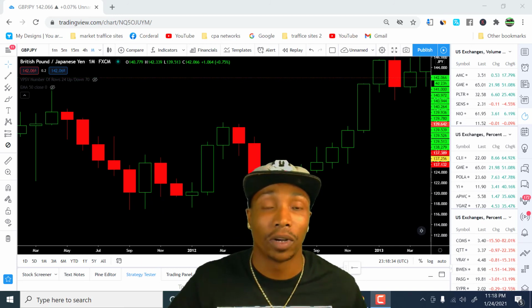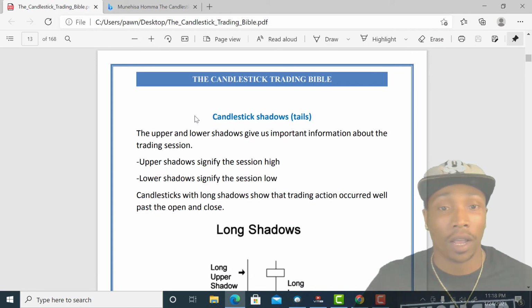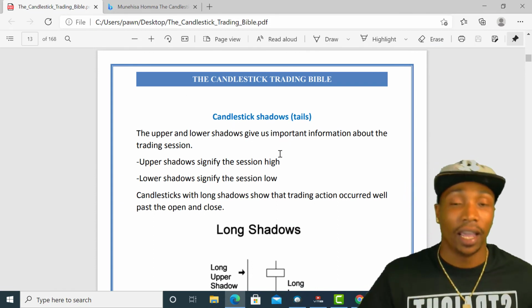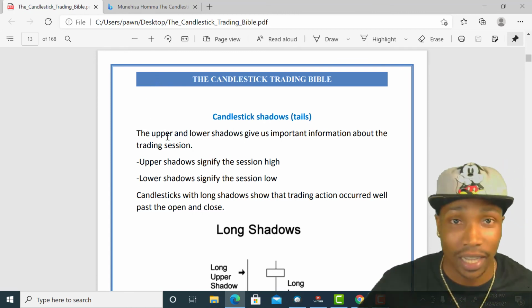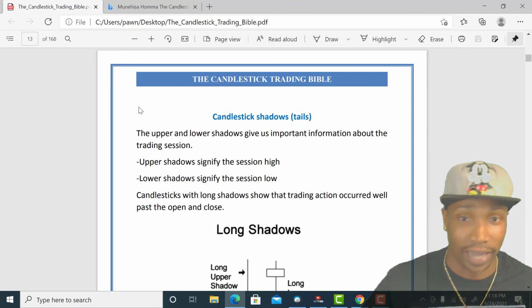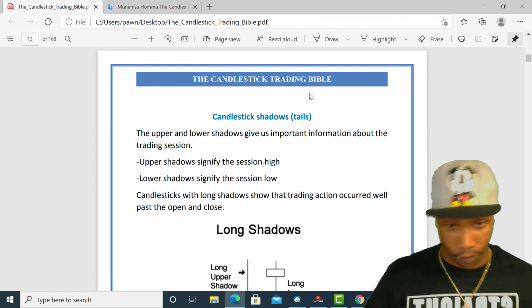The next thing that we're going to talk about and study are the candlestick shadows, the tails and the wicks, and what they mean. And we'll give you another live example in the charts, how it works and what it means, breaking down the Candlestick Trading Bible.